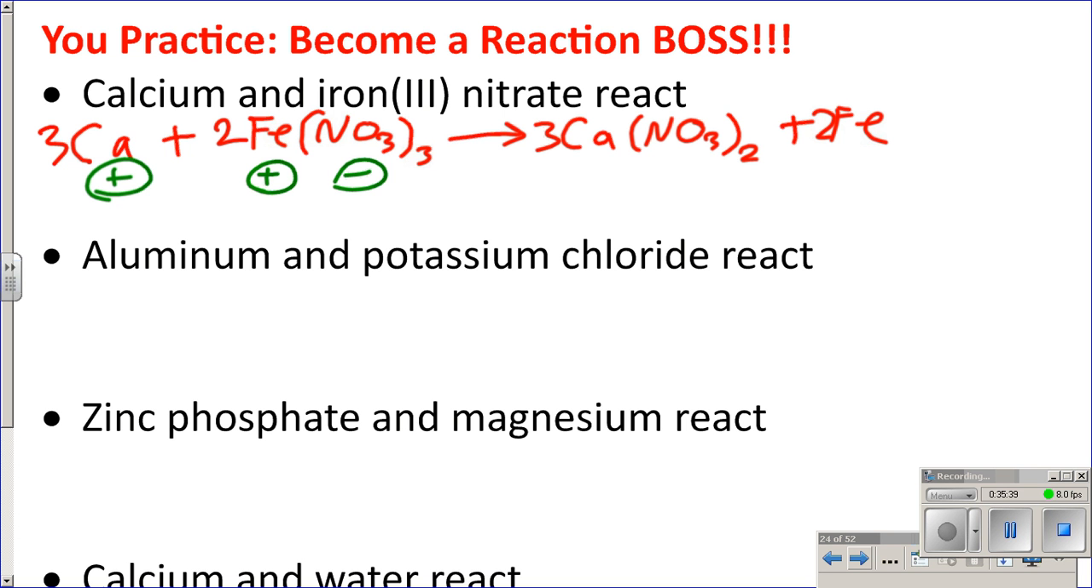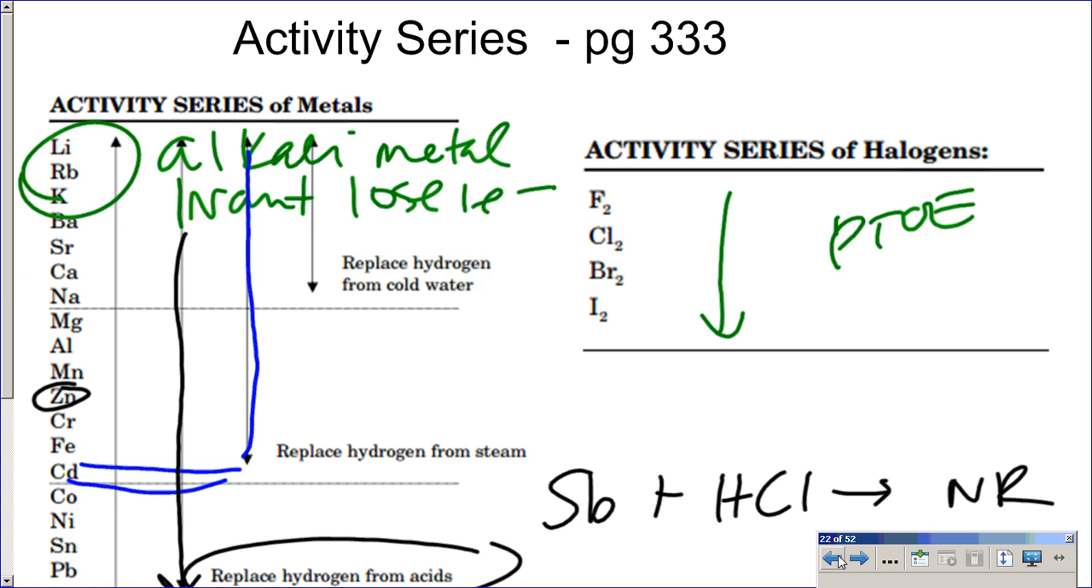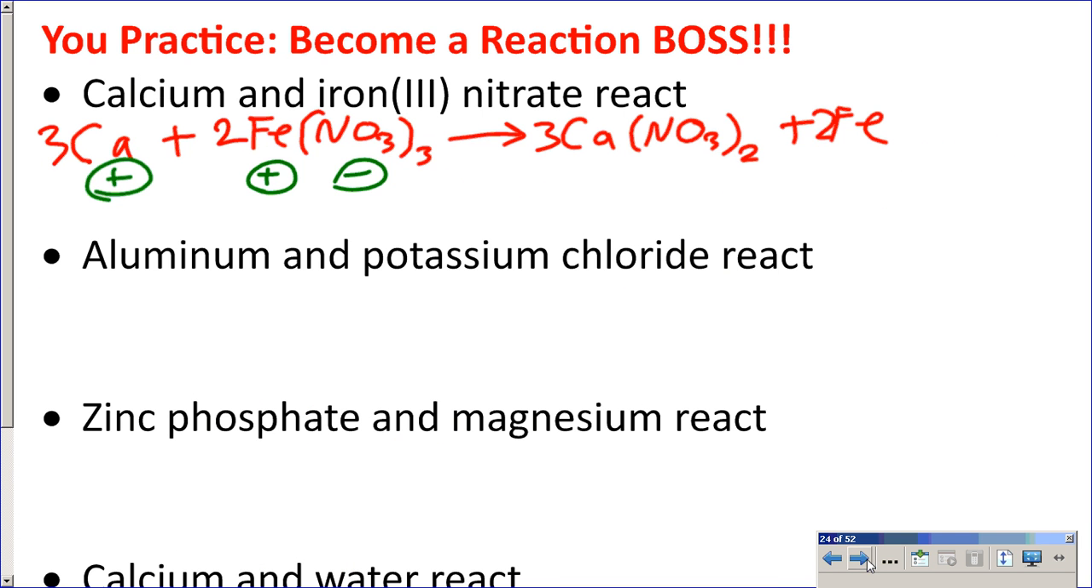Can we verify that real fast? I would go back to what? Activity series, right. So calcium is higher than iron. Calcium is more active. Calcium will boot iron out of that relationship. Cool? Okay, let's do the next one. If you didn't finish it, we'll do it now.